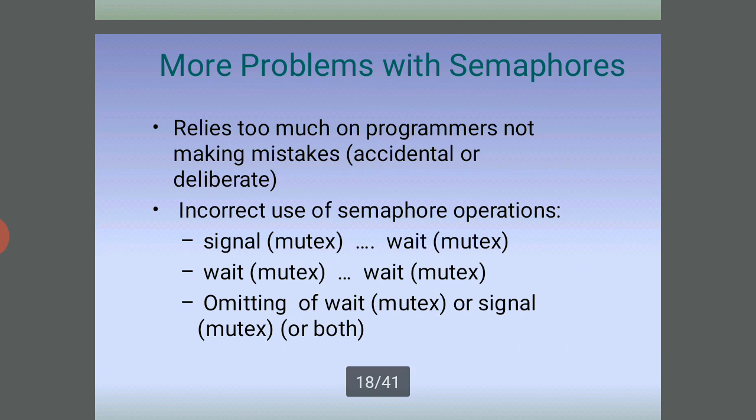And the next one is more problems with semaphores. Programmers may make mistakes, accidentally or deliberately. So incorrect use of semaphore operations: signal mutex and wait mutex, omitting wait mutex or signal mutex, or both.